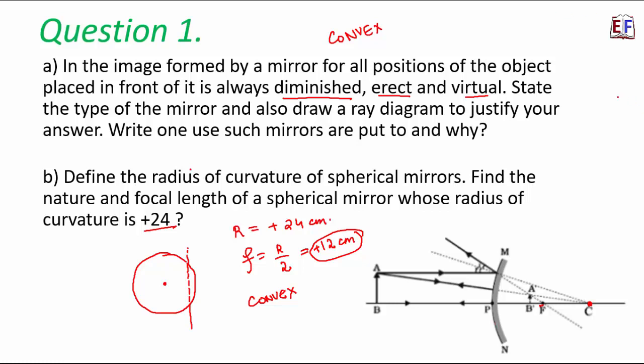Whereas if I talk about a concave mirror, which is like this, so the focal length will be on this side. So therefore, in case of a concave mirror, the focal length is negative.